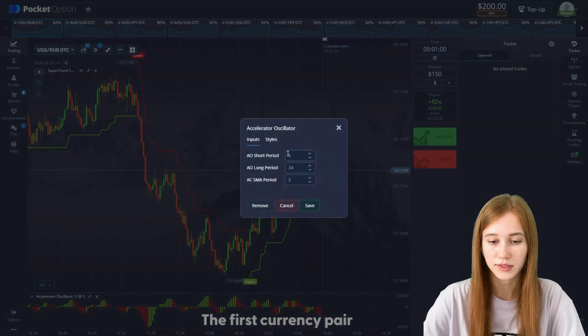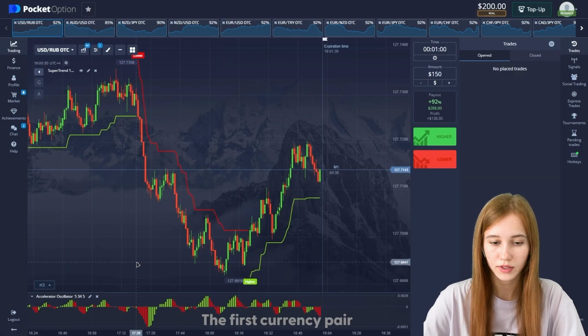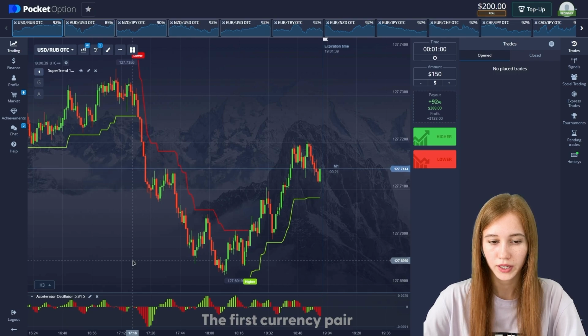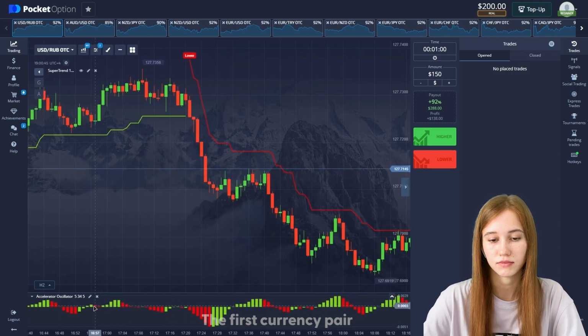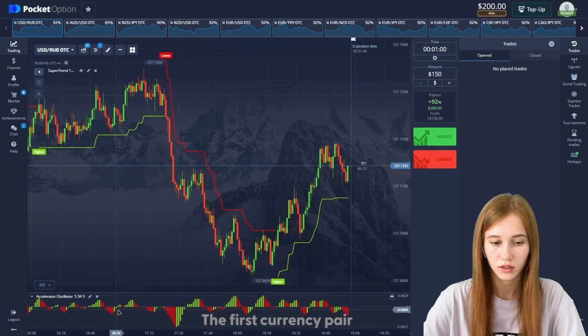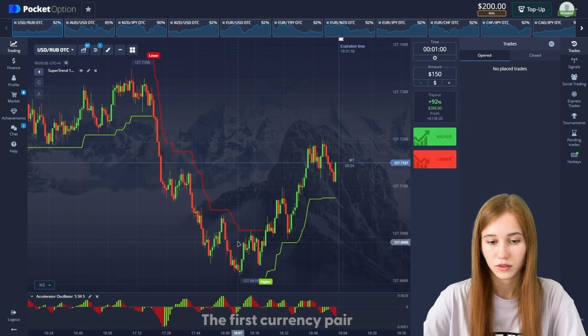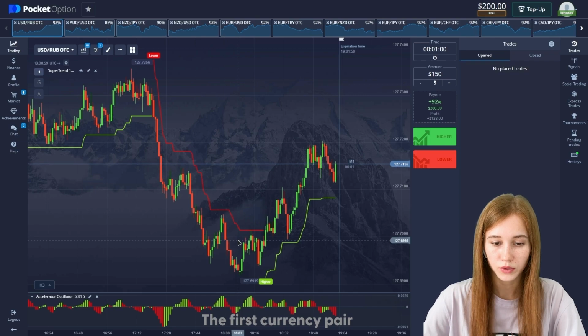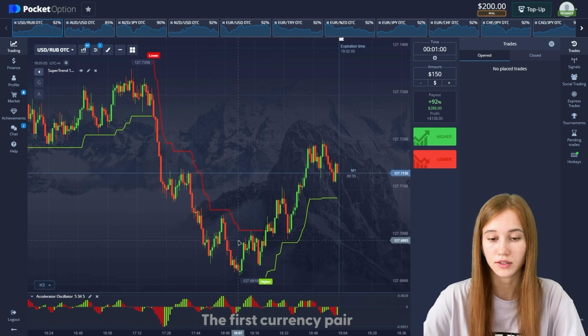So the second one, the oscillator, you can see the settings. So how it works. We only need two consecutive confirming bars to open a trade. Like here, here. So two green bars above the zero line are a buy signal, and two red bars below the zero line are a sell signal.